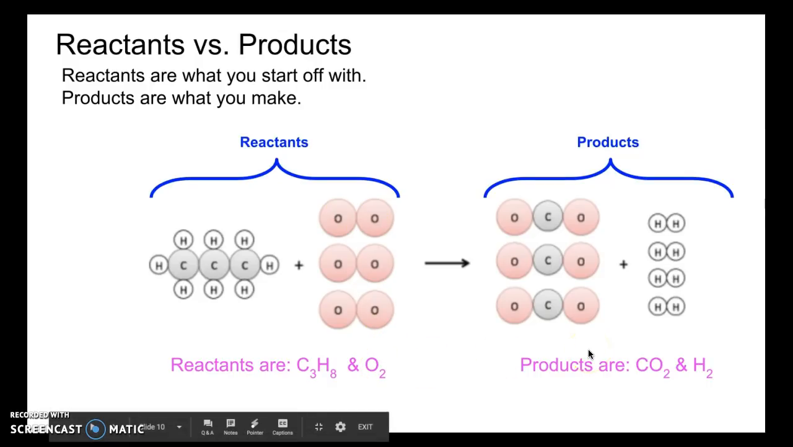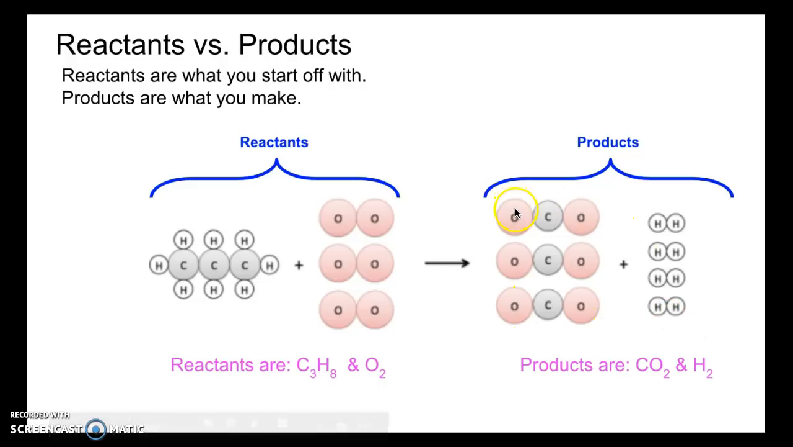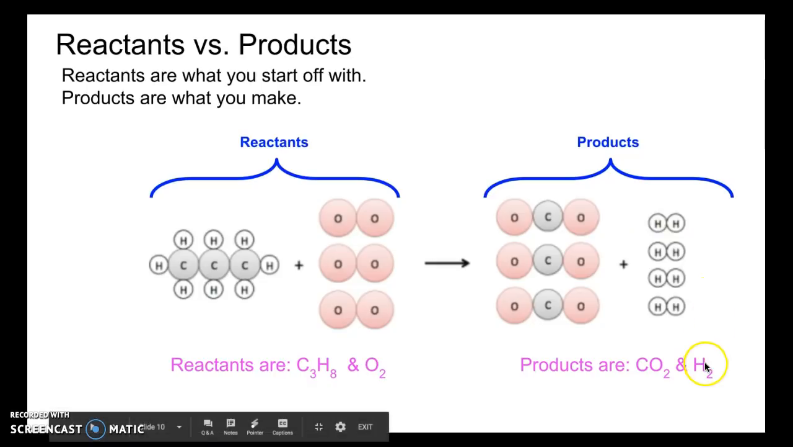When listing the products, we would do the same exact thing. Notice again, we have 2 different types. We have this first type over here and the second type. So we're just going to focus on one molecule at a time to list them. I'll focus on this top molecule. We have 1 carbon and 2 oxygens, so we write CO2. And over here, for the second type, we have 2 hydrogen atoms, so we write H2.